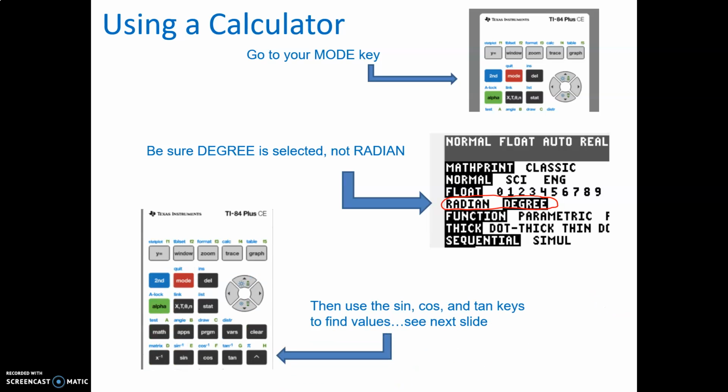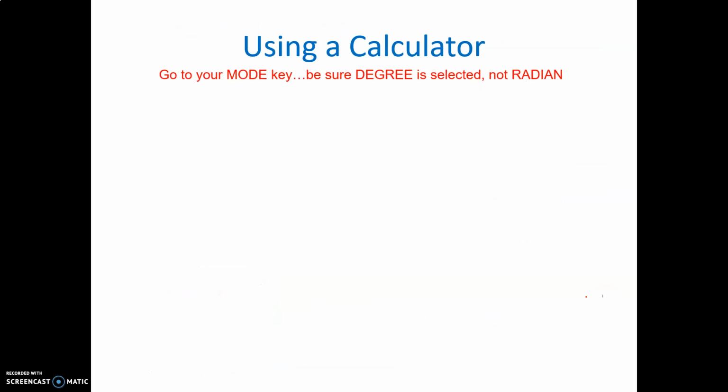And then you are able to use the sine, cosine, and tangent keys, which are on your calculator down here, 2 rows underneath the arrow keys. So to use my calculator, I say again, go to your mode key, be sure degree is selected, not radian. And again I say once you do that, then that's done.